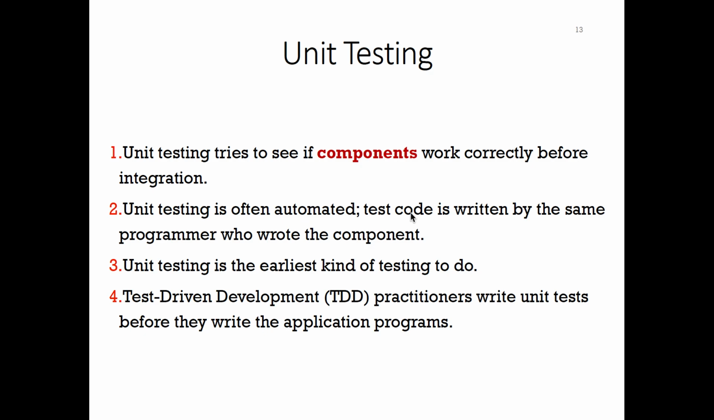Usually, if a programmer wrote a component, he would also write the unit test code. And it is relatively easy, because you don't need to have full knowledge of the entire system, and you don't need to have other components ready. You're only testing one component, so you just need that component to be ready. And there is one agile methodology called test-driven development. They require programmers to write the unit test before they write the application to deliver that functionality.